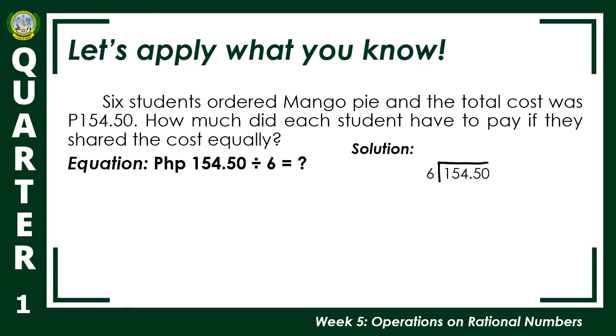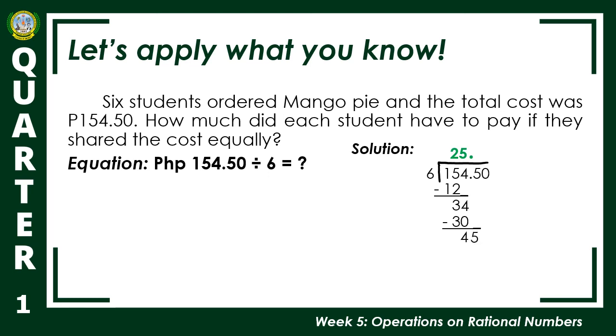154.50 divided by 6. Since whole number na po yung ating divisor, pwede na tayong mag-proceed sa division. So, let's divide 15 by 6. So, 15 divided by 6 is 2. 2 times 6 is 12. And then, 15 minus 12 is 3. Bring down 4. 34 divided by 6 is 5. 5 times 6 is 30. 34 minus 30 is 4. And bring down again the next digit, which is 5.